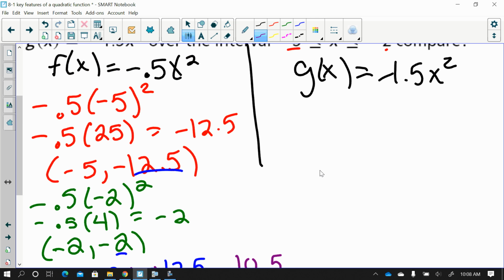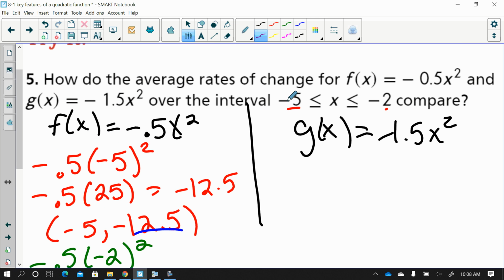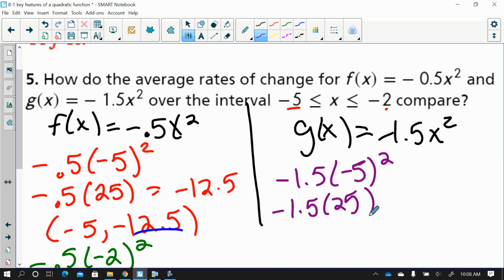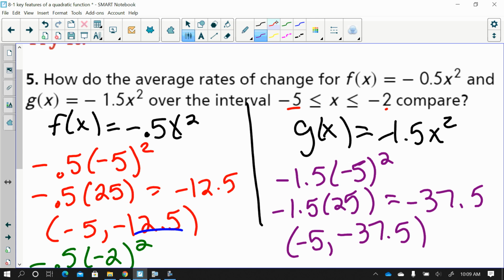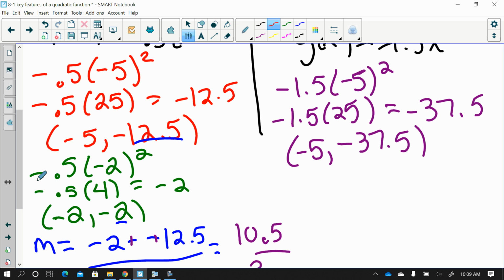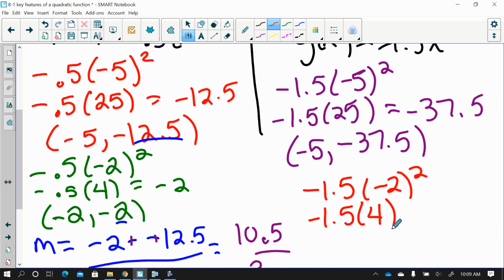Okay, one more time. Let's plug in negative 5. So negative 1.5 times negative 5 squared. Well, it's negative 1.5 times 25. 25 times negative 1.5 is going to be negative 37.5. So this gives me the ordered pair (-5, -37.5). Okay, round 2, do it this time with negative 2. So negative 1.5 times negative 2 squared. Well, it's negative 1.5 times 4, which is equal to negative 6. So I get the ordered pair (-2, -6).